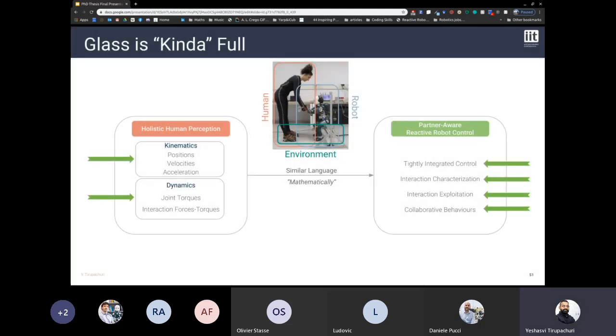So to conclude, I worked on these ideas of holistic human perception, mainly related to kinematics and the dynamics of the human side. And on the partner-aware reactive control side, I worked on integration of human quantities and the characterization and exploitation of interaction wrench, and then finally some collaborative robot behavior during physical human-robot collaboration scenarios.